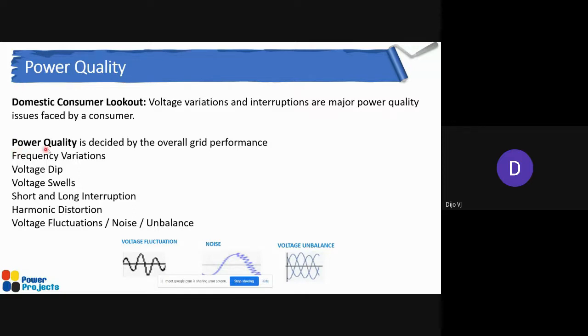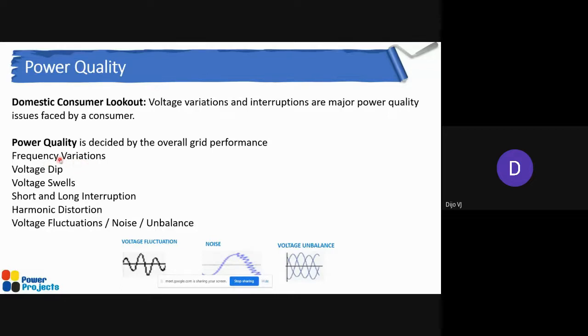But definitely the power quality is decided by the overall grid performance. So when electrical engineers talk about power quality, they don't just think about voltage variations or interruptions. It has a lot of other factors also, of which frequency variation is one of the important factors, because frequency variation can create some issues, especially in rotating loads or even power electronic devices, because they take probably the zero crossing, or maybe in the control they will take that part.